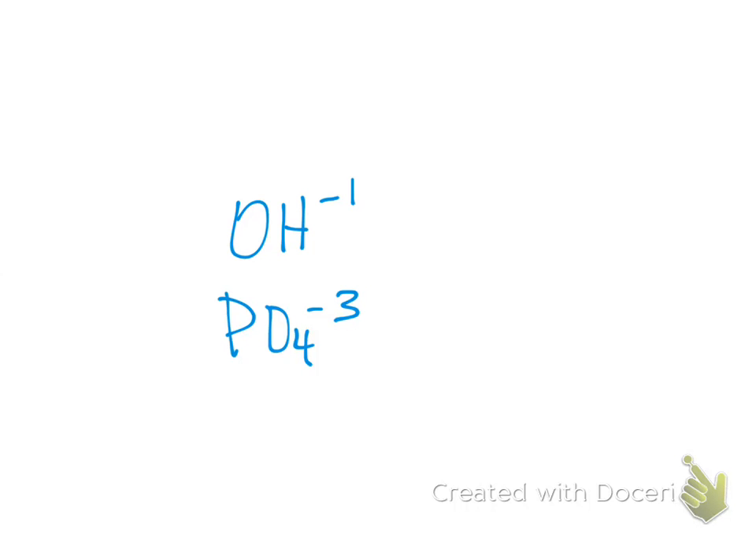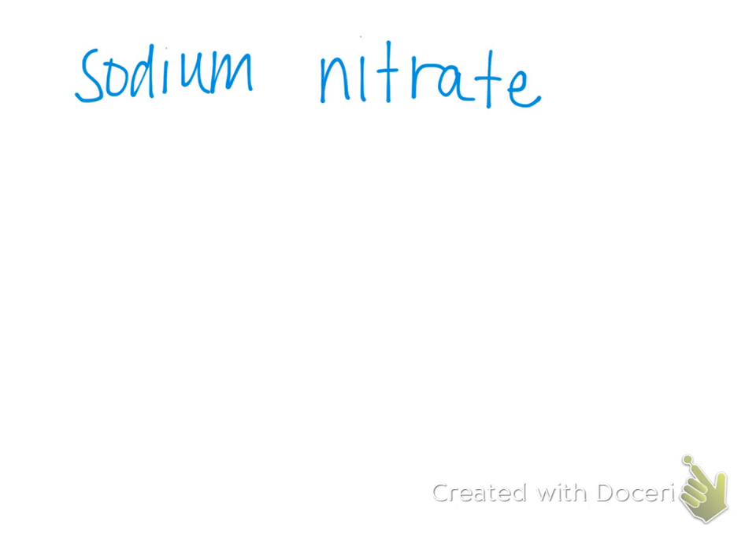Okay? So we're just going to start with a word form. So let's say I want you to give me the compound for sodium... This is just still ionic naming, but it's with polyatomic ions. Okay, so let's give me sodium nitrate. Okay, you're going to give me the chemical formula for sodium nitrate. Okay, find sodium. Sodium is Na. Okay, and its charge is plus 1. Nitrate is NO3. And it's a minus 1, okay?